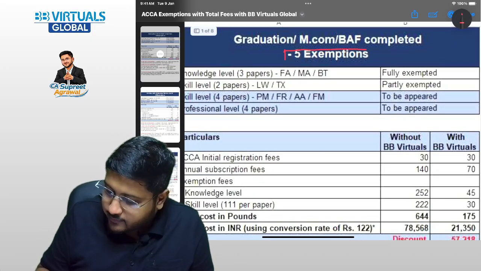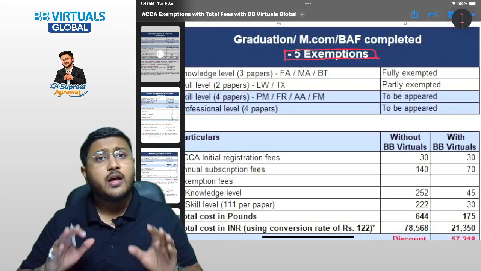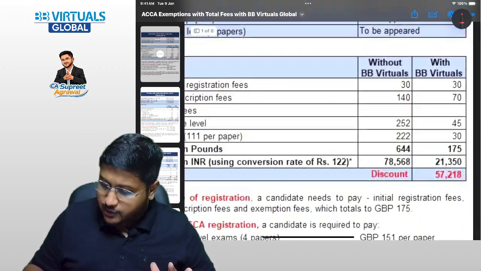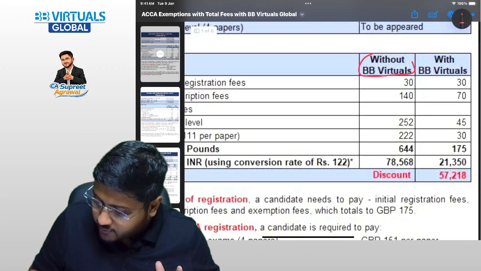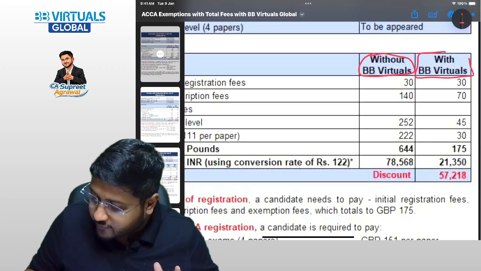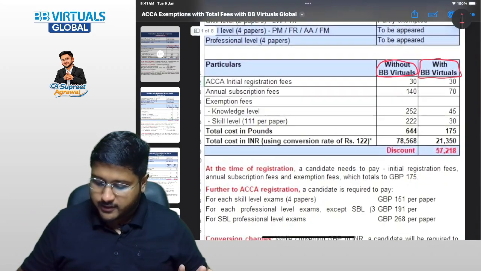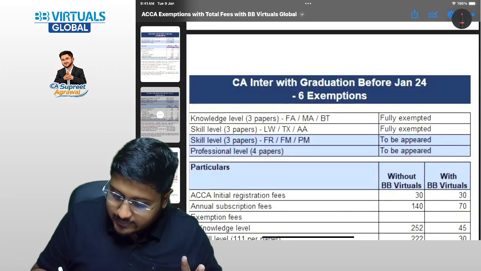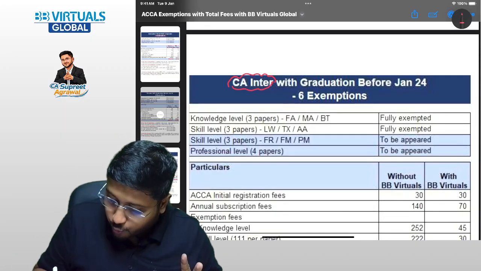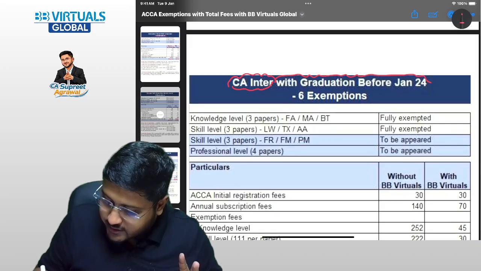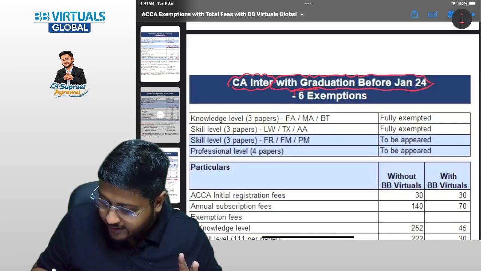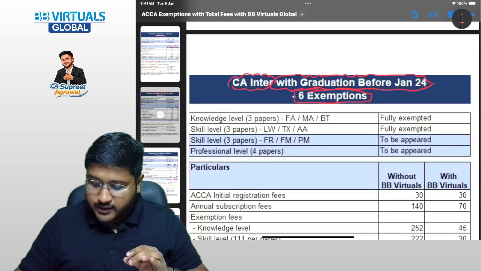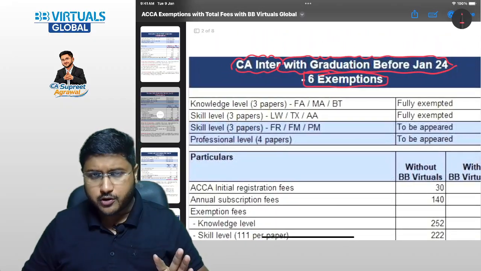However, we will have a little detailed discussion about how these 5 exemptions work, and then we are going to discuss the discounts. Number one, the total fees without BB Virtuals, and second, the total fees with BB Virtuals. That is something we are going to discuss in detail. The second category of students is the CA Inter students, with graduation before Jan 2024. That is 6 exemptions, and we will explain everything paper by paper, what exemptions you are going to get.